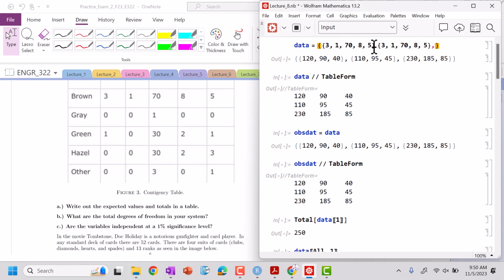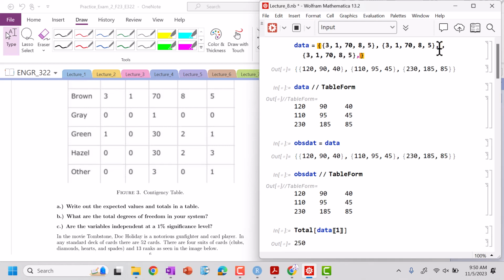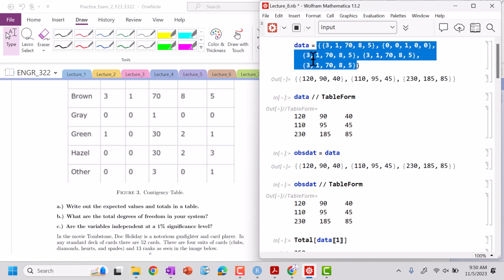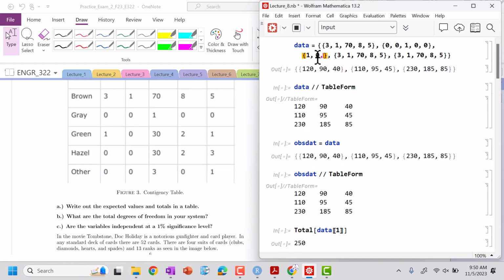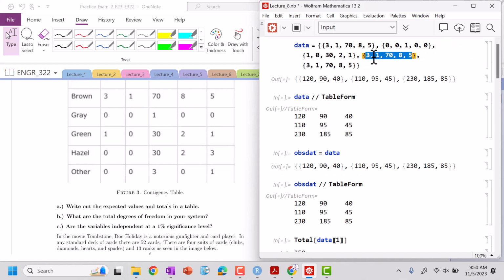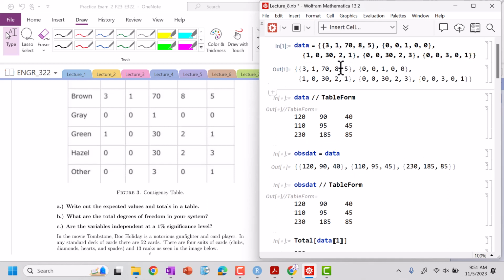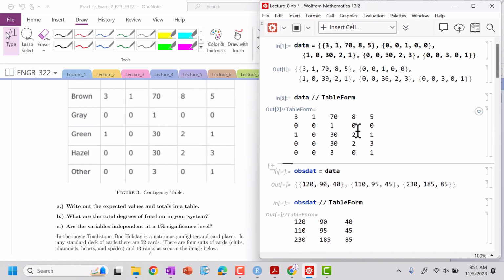Second row. So I'm going to actually copy it like this: 2 rows, 3 rows, 4 rows, 5 rows. All right. So the next row is 3, 0, 0, 1, 0, 0. We want to get rid of these double commas. Then 1, 0, 30, 2, 1. Then 0, 0, 30, 2, 3. And finally 0, 0, 3, 0, 1. So that's our data. We can double check that it's in the correct format, which is great.